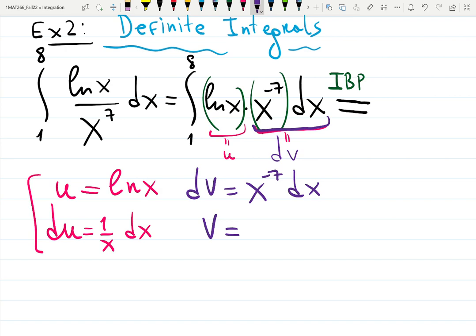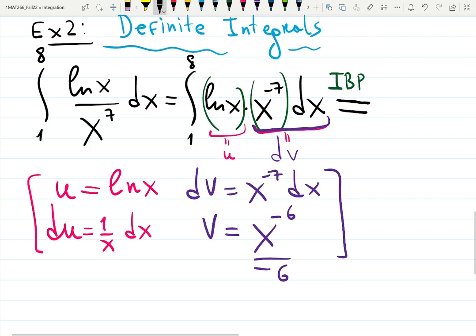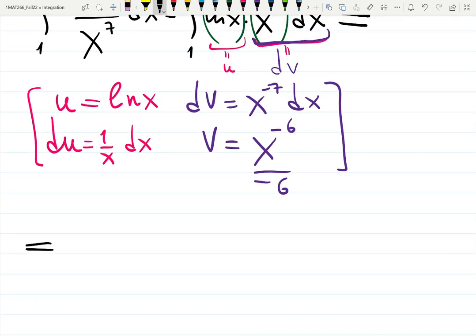Minus, okay, let's see. X to what? Minus 6 divided by minus 6. Should be plus c, and this time I will explain why we don't put plus c. Right now, it actually will make sense. Equal sign.